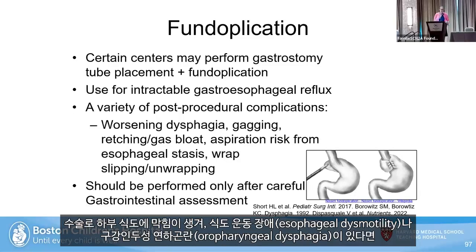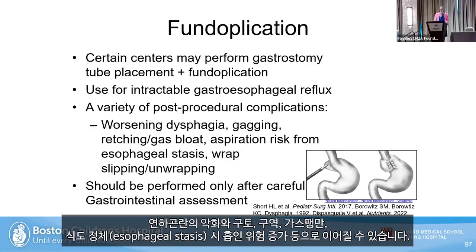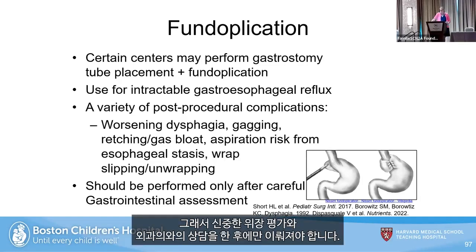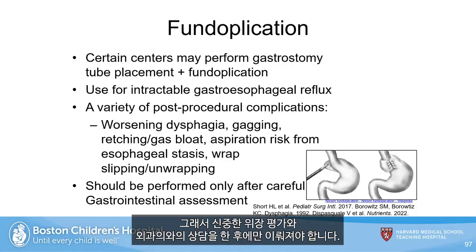So if you have esophageal dysmotility or oropharyngeal dysphagia, that can lead to worsening dysphagia, gagging, retching, gas bloat, and aspiration risk if there is esophageal stasis. And then, of course, sometimes the wrap itself can slip and become unwrapped, and you need a repeat surgical procedure. This should really only be performed after careful gastrointestinal assessment and consultation with a surgeon.